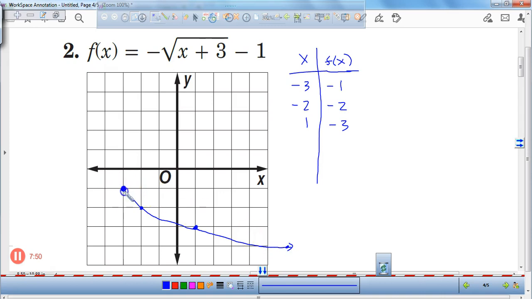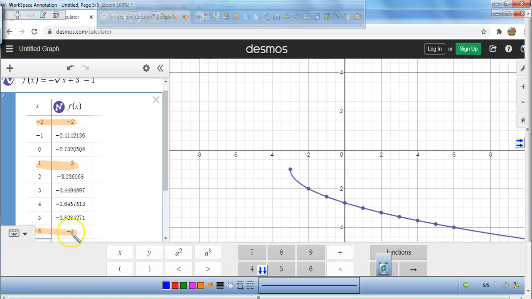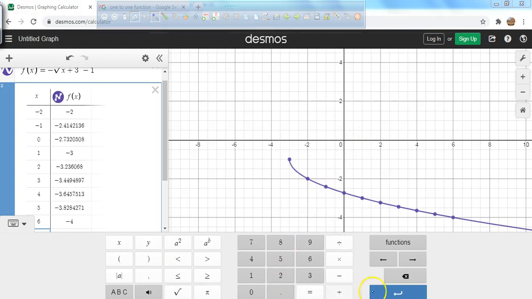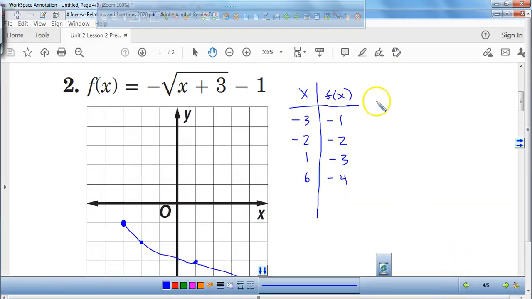Now this is a square root function. I'll go ahead and put 6, -4, and you can see from my previous work, there's the 6, -4 right there. So this will go on forever, but let's take a look at the domain here. I'm going to put D for domain. The domain is the set of all x values such that x has to be greater than or equal to -3, where x is an element of the real number system.